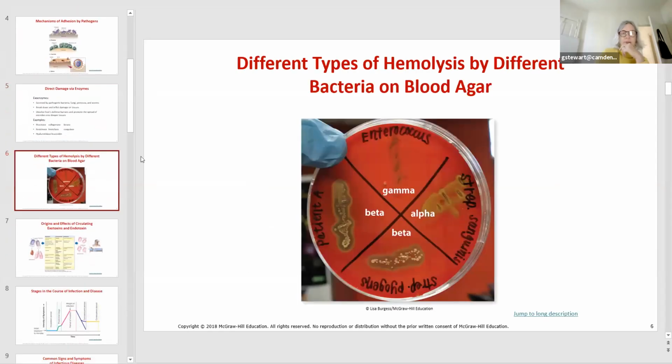Here's a picture showing you the different types of hemolysis by different bacteria on blood agar. These two bacteria do what we refer to as beta hemolysis. They secrete hemolysin, which breaks down the red blood cells completely. These bacteria produce nothing, and this one produces kind of a greenish cast because it partially breaks down the red blood cells. Good for the bacteria, bad for the host, right? The bacteria can destroy the red blood cells.